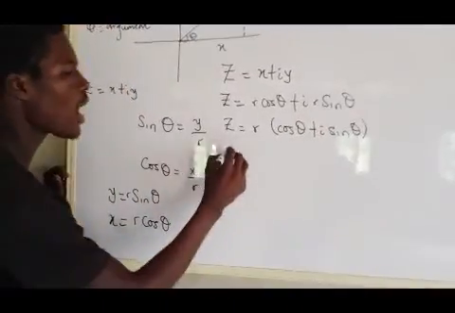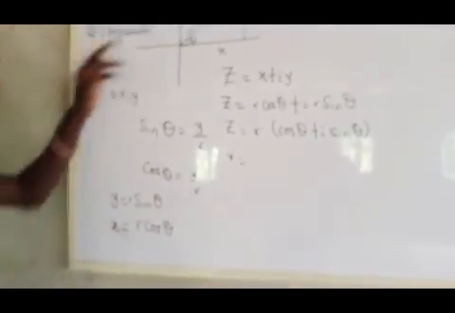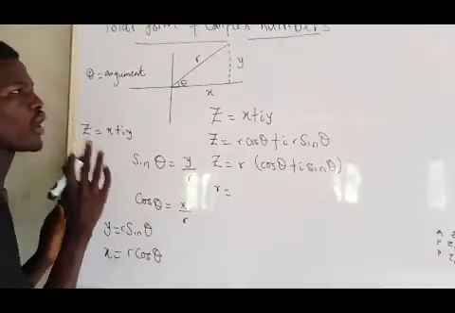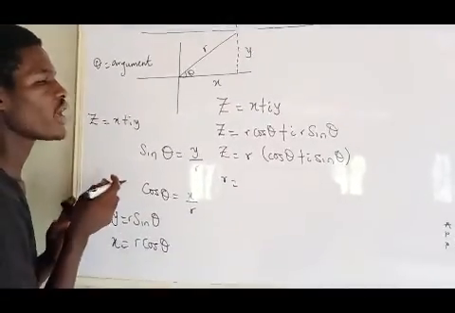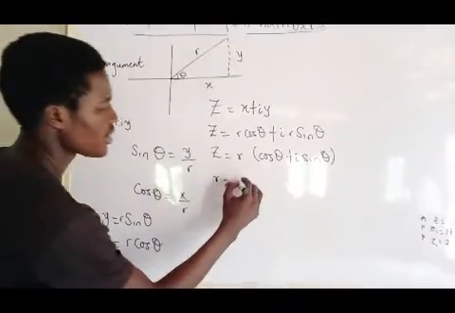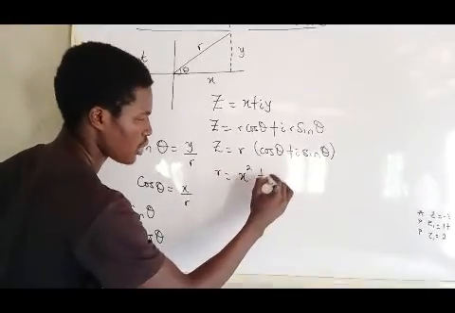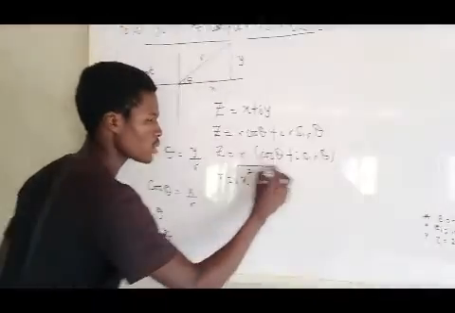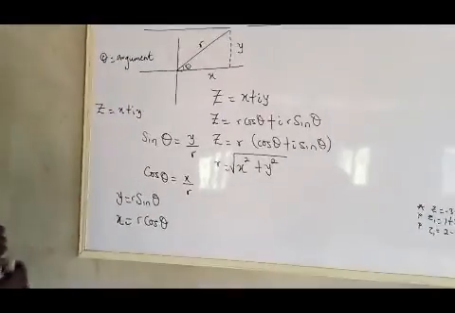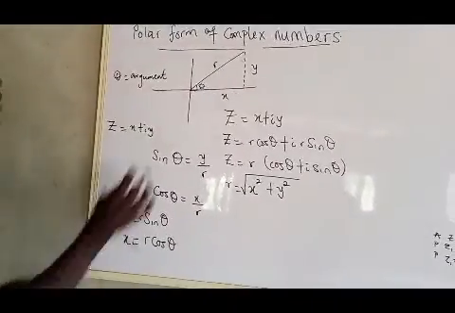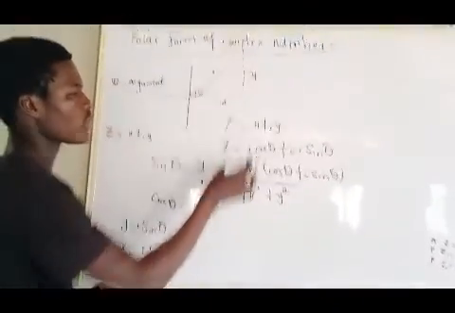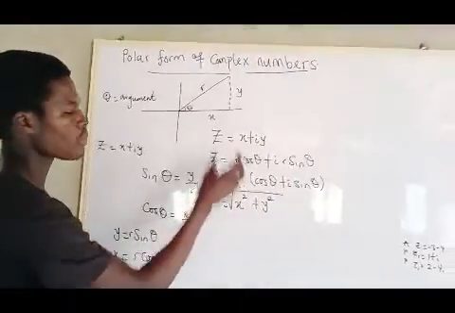Now where is your r? How will you get your r? Using Pythagoras theorem, your r will be the square root of x squared plus y squared. Do you remember? Don't forget Pythagoras theorem is hypotenuse squared equals opposite squared plus adjacent squared.